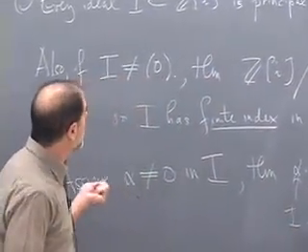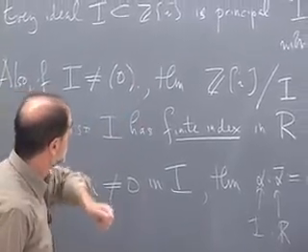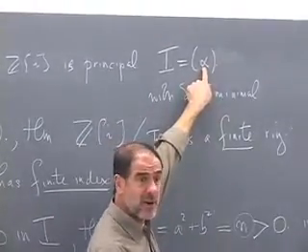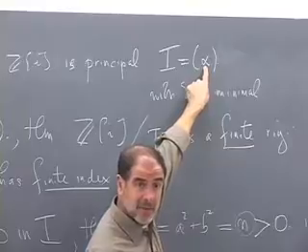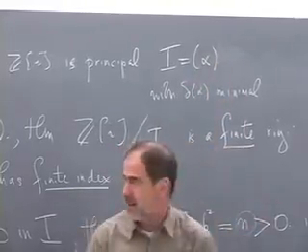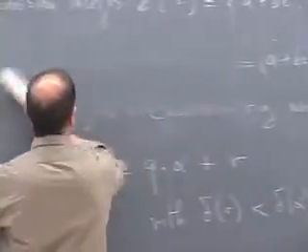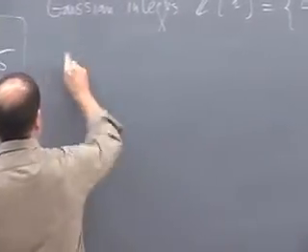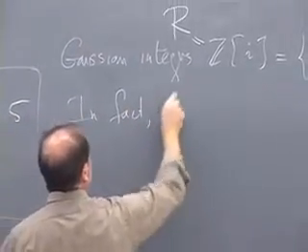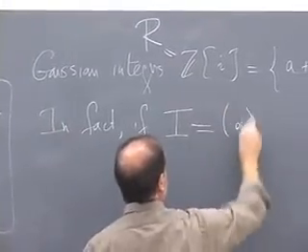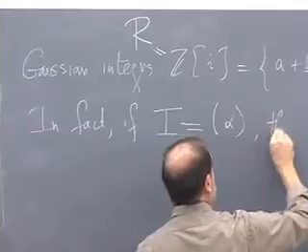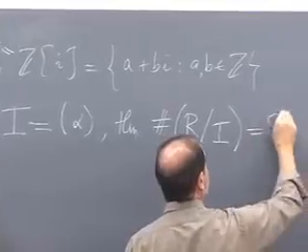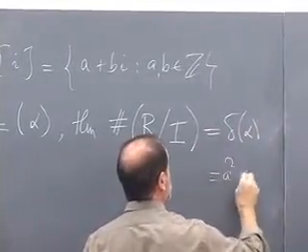Once we know it has finite index, and we know it's principal, can we calculate this index in terms of some quantity associated with the generator? There should be some formula for the index once it's finite. So here's the formula. In fact, if I is generated by the element alpha, then the order of R mod I is just our quantity delta of alpha, a squared plus b squared.